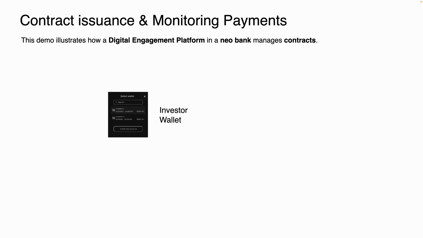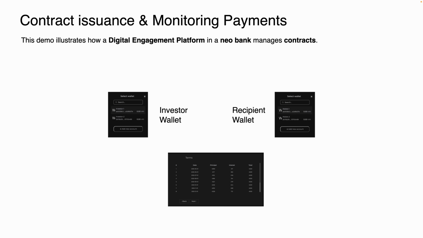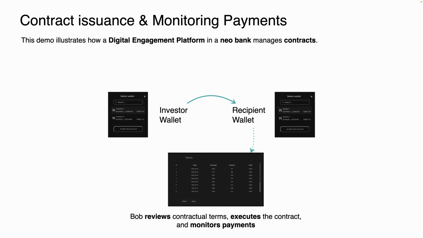The user begins by selecting an investor's wallet ID from the list available. The recipient's wallet is then selected from the person wallet list. A contract is established using one of ACTUS's fixed income instruments, such as a loan agreement. Once such a contract is executed, payments can be monitored in real time between the selected wallets. This demo provides a practical experience in managing financial contracts and real-time payment tracking.